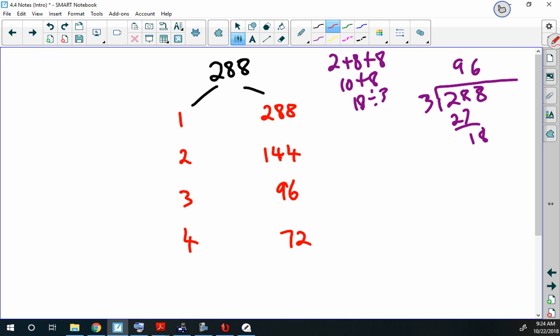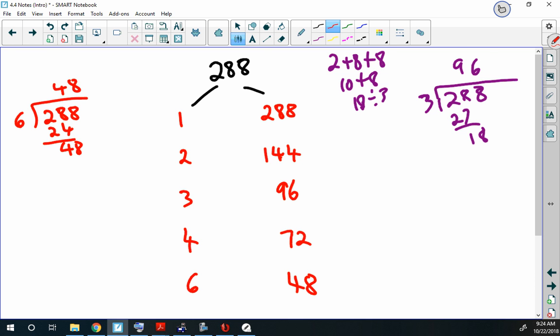No. 6? 2 and 3 both work, so 6 has to work, doesn't it? So 6 into 288. 6 times 4 is 24. That's a 4. Bring down the 8. That's what, 48. 6 and 48.